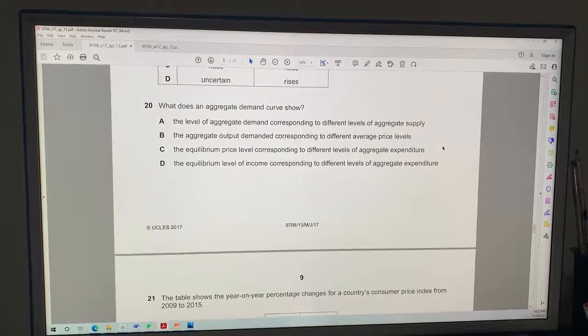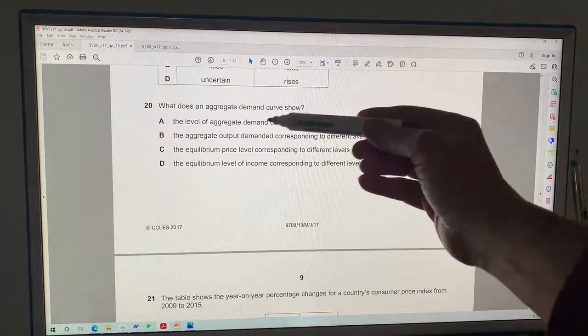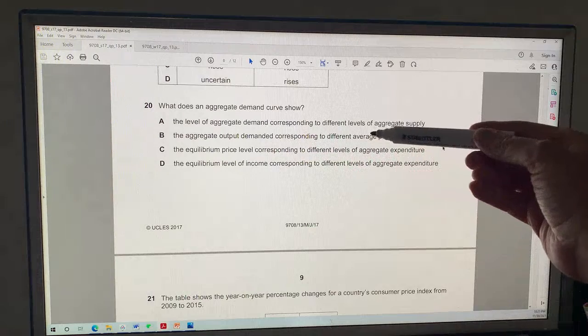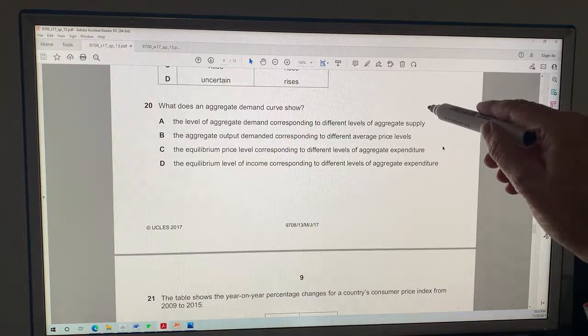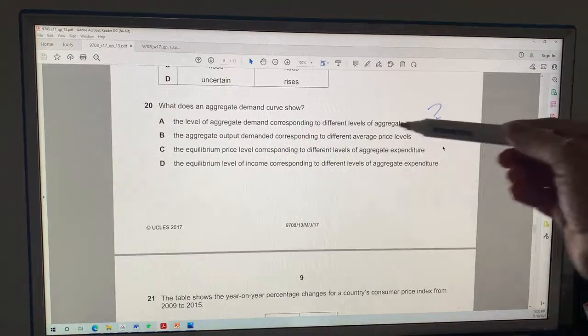Question 20. What does an aggregate demand curve show? Shows the total goods and services demanded at various price levels. Let's see. A says the level of aggregate demand corresponding to different levels of aggregate supply. No.